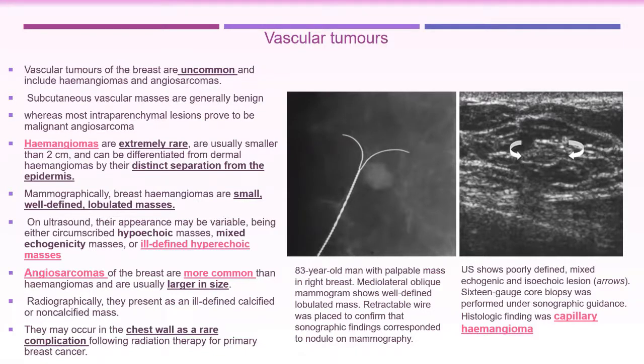On ultrasound, it can be hyperechoic or mixed, ill-defined. As in this case, it is mixed, and they have done a biopsy, put the hook, and made mammography again for the specimen to make sure that they biopsied the same lesion. And in this elderly lady, the pathology turned out to be just a capillary hemangioma.